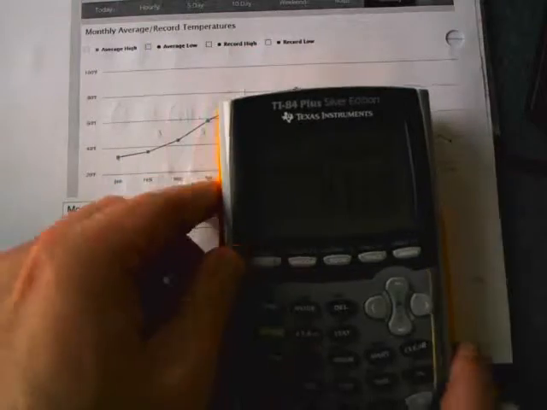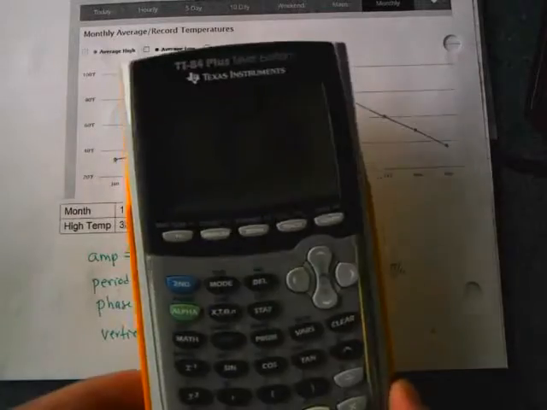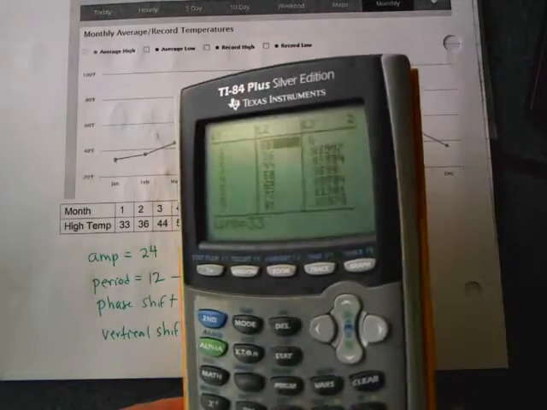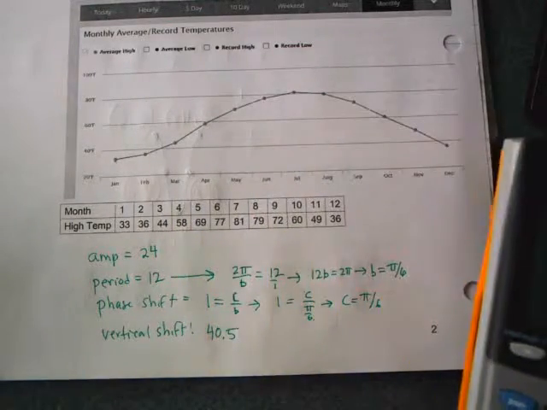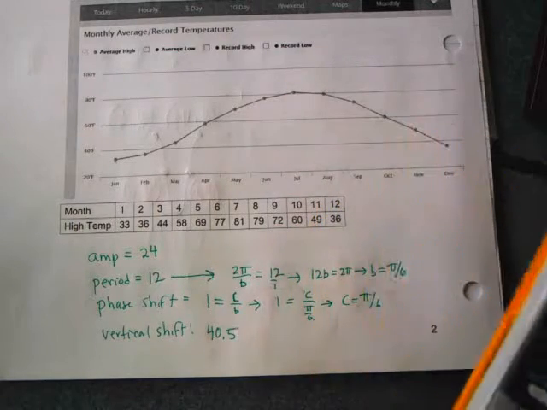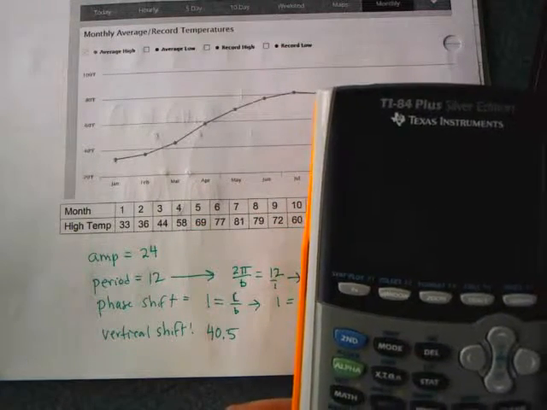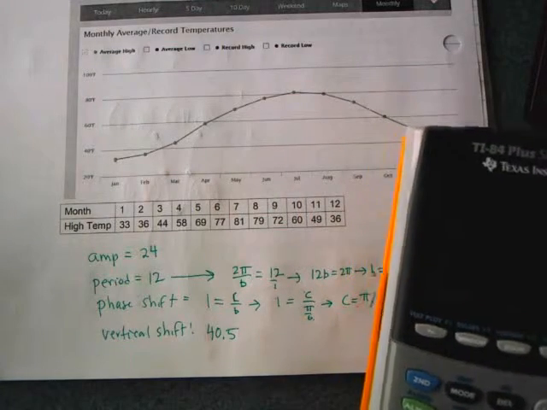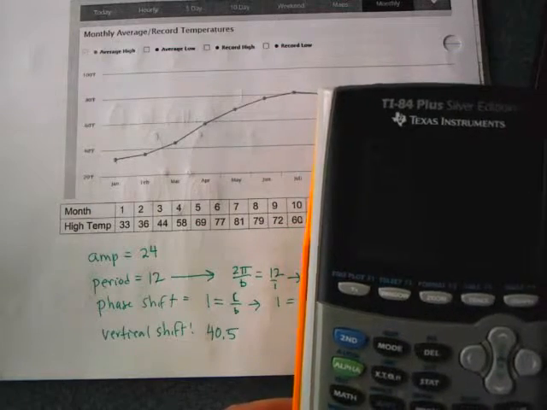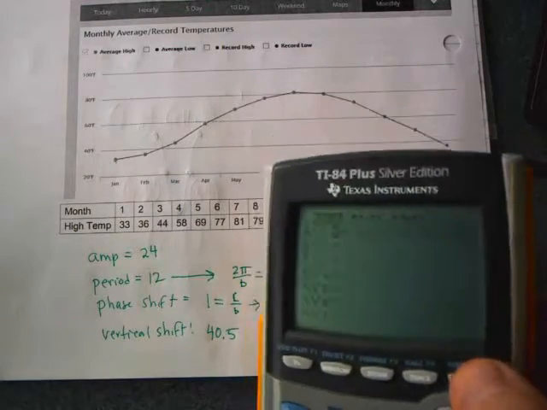Okay, so what I did is I went ahead and typed that data into my calculator. So there's the data. It's in L1 and L2. And I'm going to type in the equation that we have. We have 24 cosine of pi over 6x, minus pi over 6, and then we took a guess at our vertical shift of 40.5. Let's graph and see how it looks.